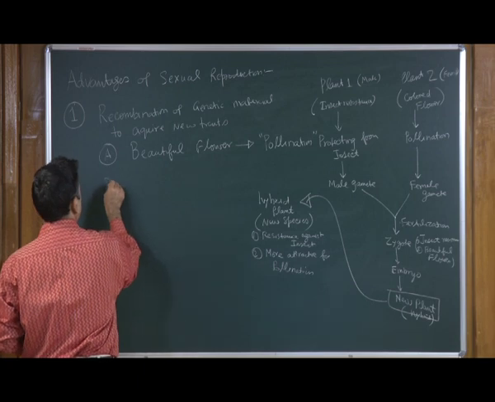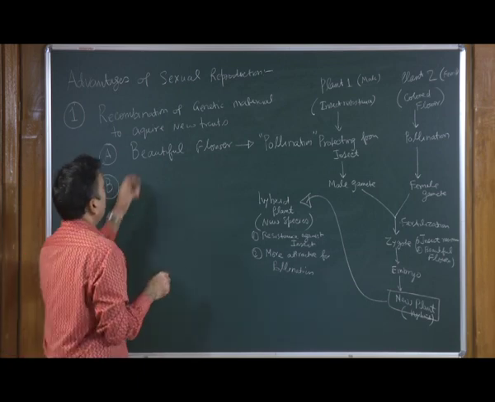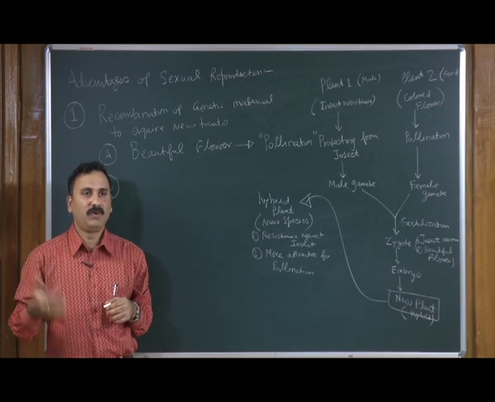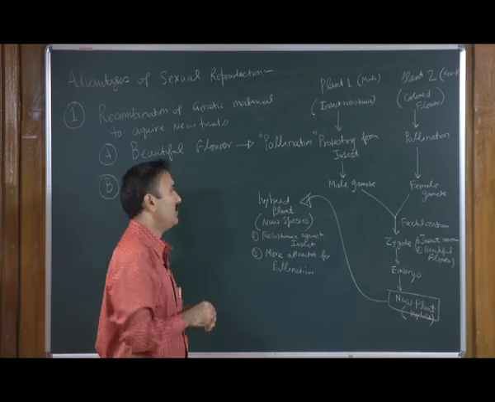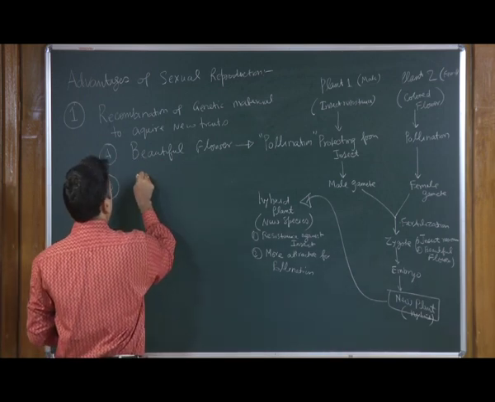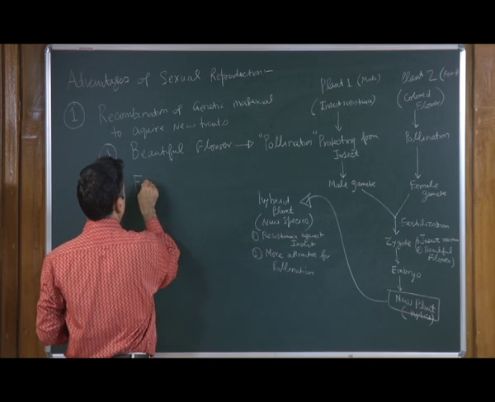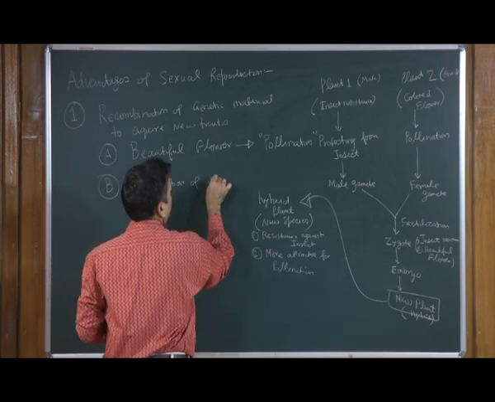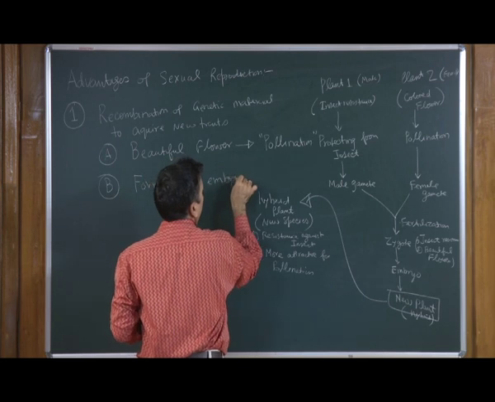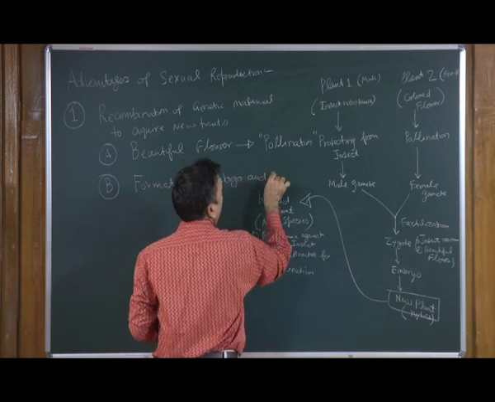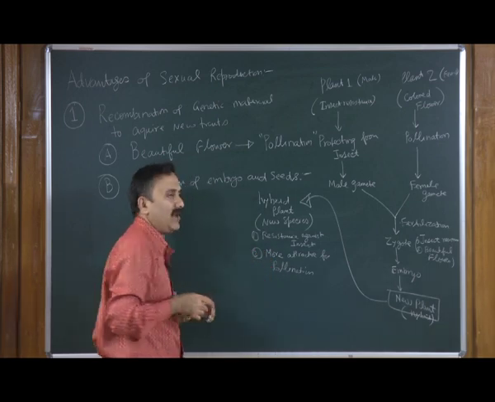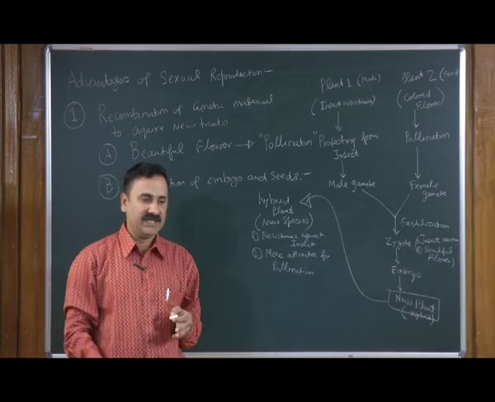Number 2, since we are talking about new traits, they can also be new traits that help in the formation of the embryo and seeds, and embryos which have a higher level of viability.